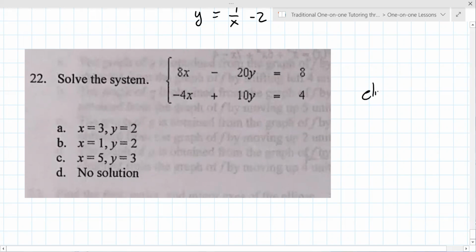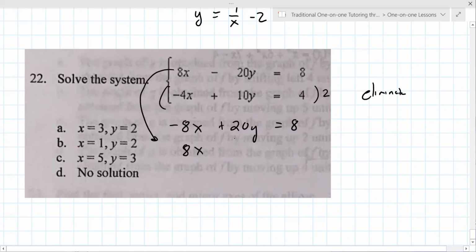elimination. Now, what's interesting is that both x and y are opposite in sign. Normally you choose the one that's opposite in sign. So I'm just going to arbitrarily multiply the second one by 2. So minus 8x plus 20y equals 8. And then I recommend rewriting the equation, not just covering that one up, but I would probably rewrite it. And then you always want to add. You rarely want to subtract this.